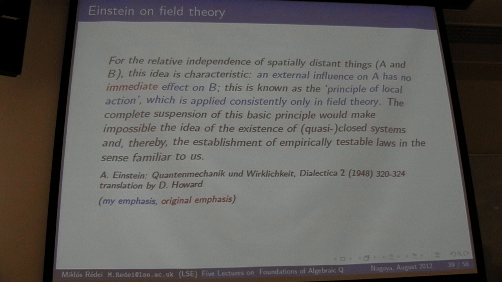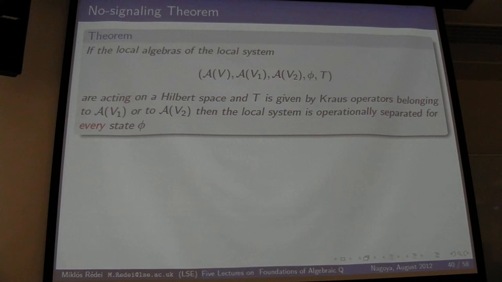So what Einstein says here essentially is that in the field theoretical paradigm, operational separatedness should hold. This is how I claim one should read Einstein's 1948 words, from the famous paper Quantum Mechanics and Reality. It's originally in German. But that was just a historical remark, that the idea of operational separatedness goes back to Einstein's 1948 criticism of ordinary quantum mechanics.